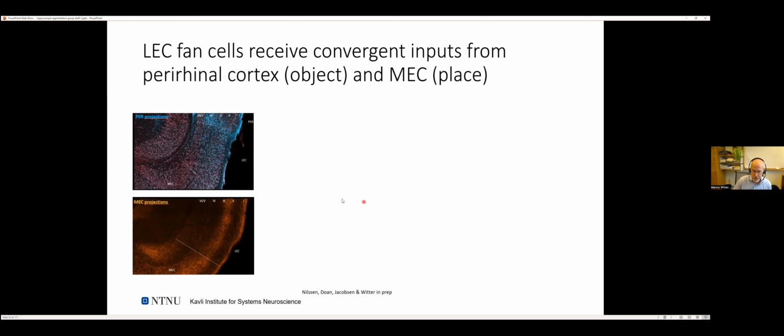So Erik Samland Nielsen in my lab started to ask the question, how is it that cells in the lateral entorhinal cortex, they get input in blue from the postrhinal cortex and receive input in orange here from the medial entorhinal cortex. How does that work? Is there convergence between those two inputs? And what actually happens in terms of information processing in the cells in the lateral entorhinal cortex?